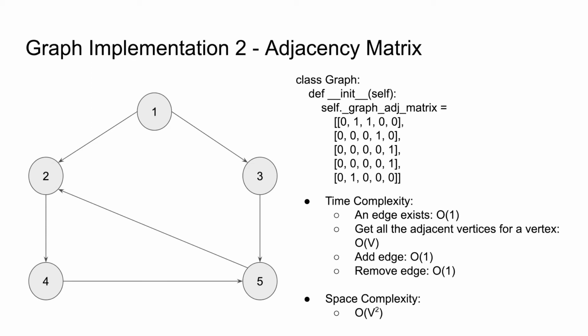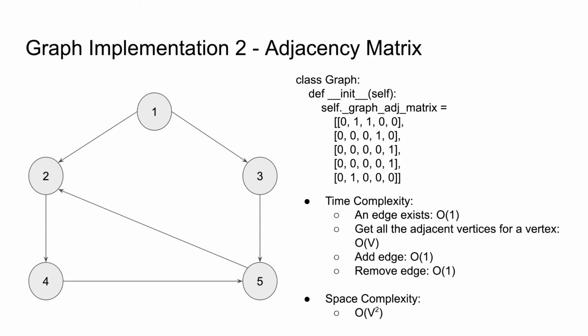Time complexity of this particular representation. An edge exists. If we want to check whether there is an edge between a vertex u and a vertex v, we can directly go and do a lookup of graph adjacency matrix of u and v. In that case, it will be O of 1.